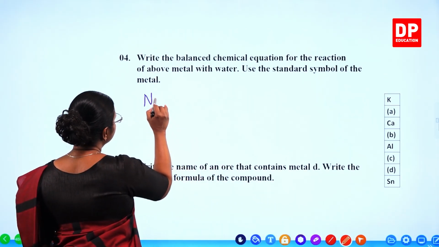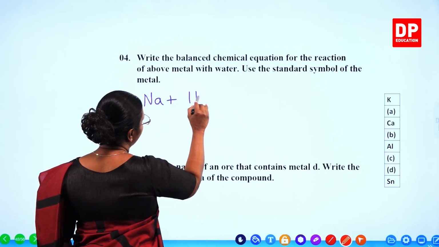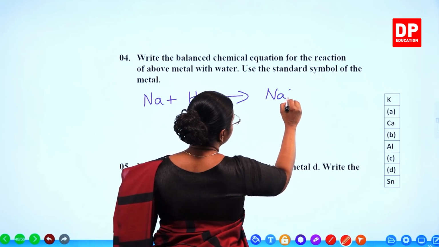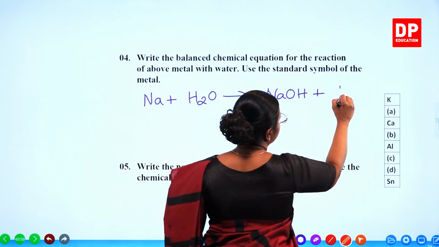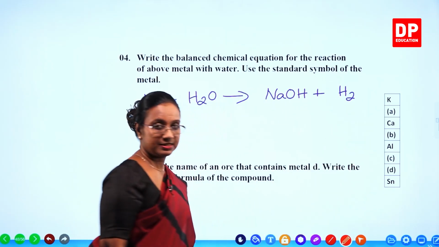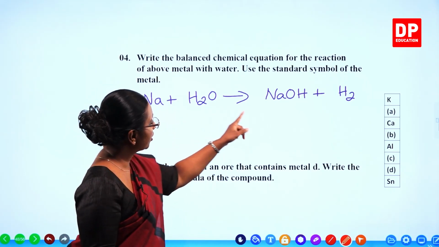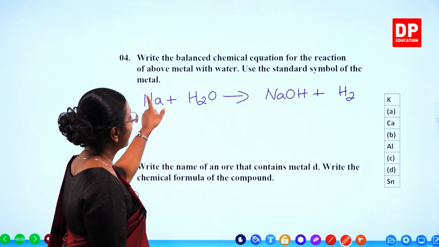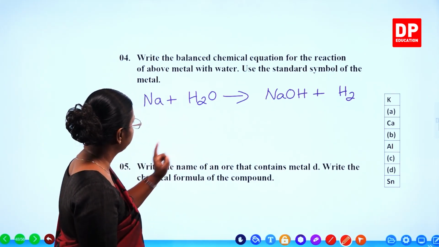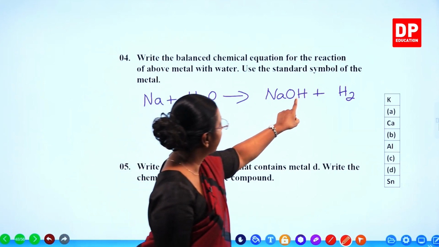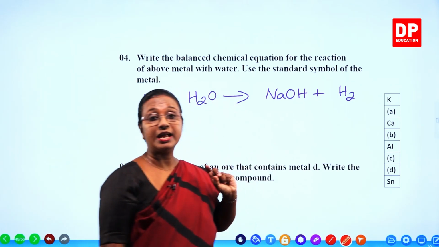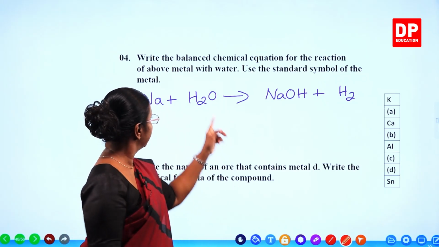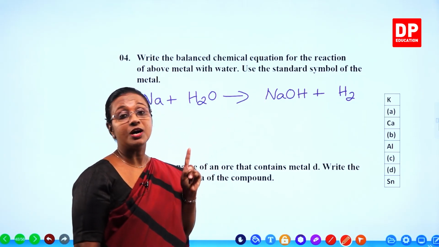Now, when sodium reacts with water, what are the products? Sodium hydroxide and hydrogen gas. Sodium with water, NaOH and H2. Is it balanced? There is one sodium here, one sodium there. Two hydrogen atoms, but there is one hydrogen, two. So that means there are three hydrogen atoms. So it's not balanced. Then there is only one oxygen.